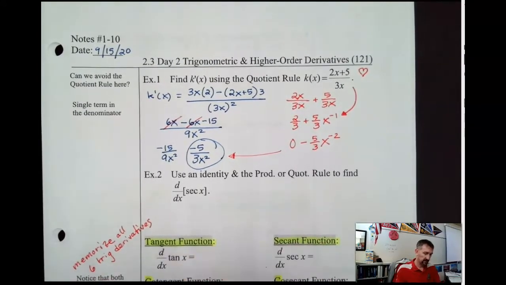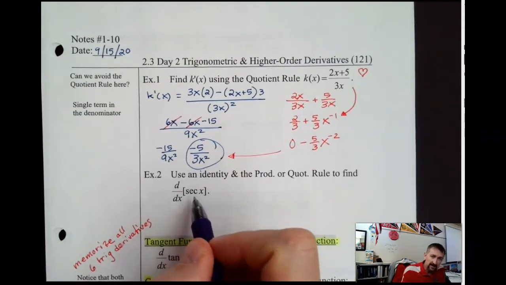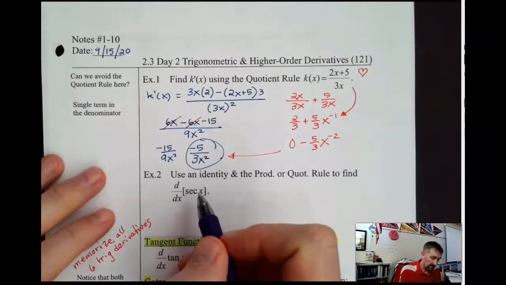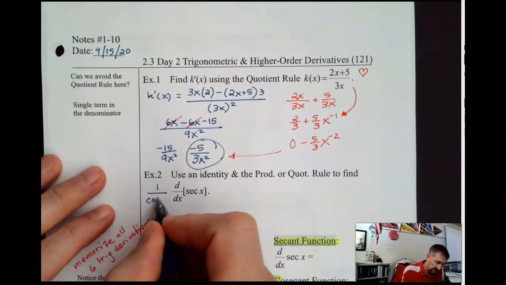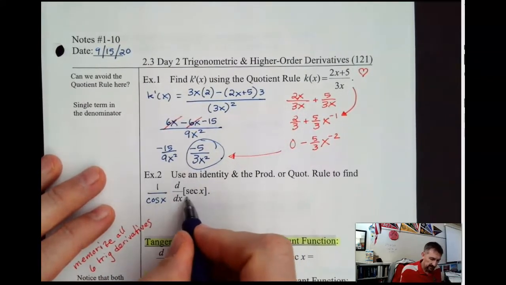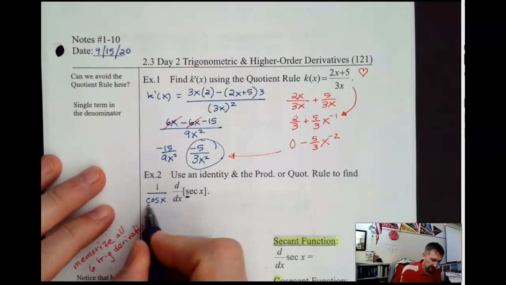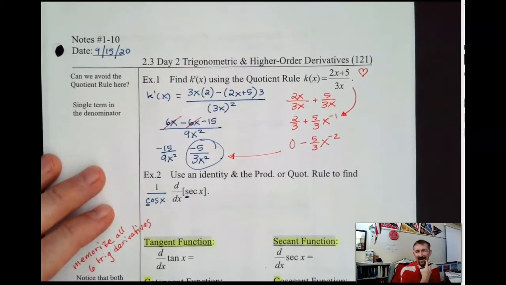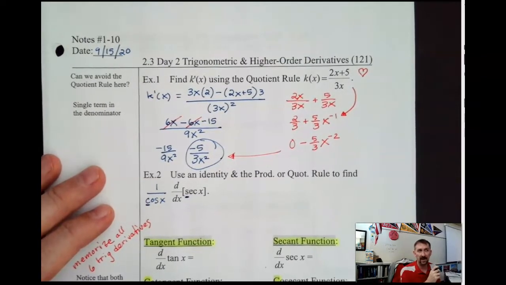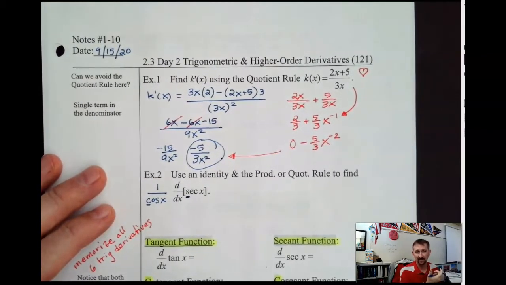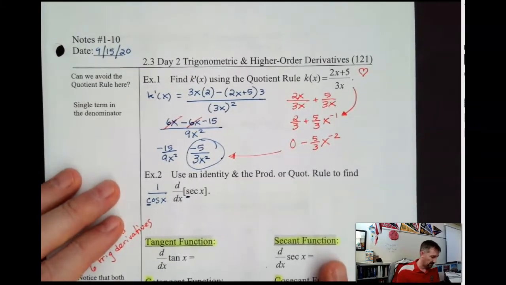So don't look down here. Secant, an identity for that would be 1 over cosine. Now, one of the things I think about is that secant and cosine are the opposite. It would be nice if secant was sine, because they both start with S, but it's not. It's the opposite. So secant goes with cosine and cosecant goes with sine. There's kind of a switch there with the letters, and that's kind of how I remember it.